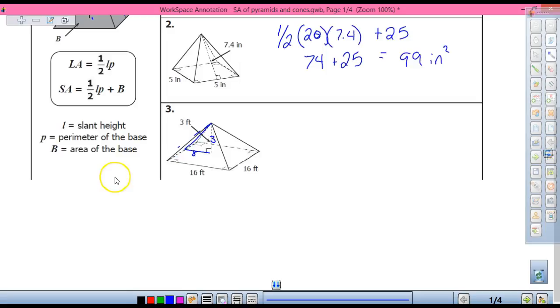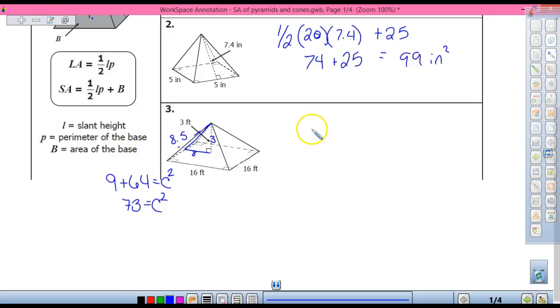So put the figure in 0. 3 squared is 9 plus 64 equals c squared. So 73 equals c squared. And what is my slant height? 8.5. So sometimes you're going to have to find your own slant height, and how you do that is put the figure in 0.